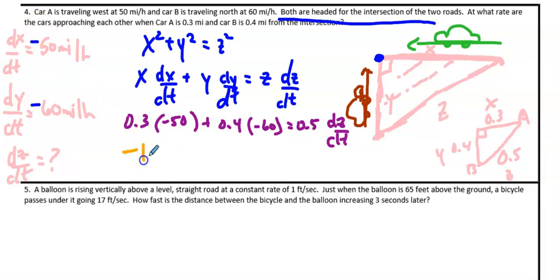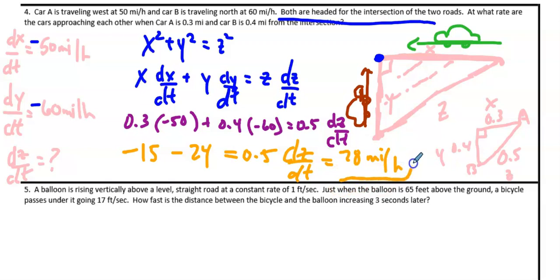So this is going to be negative 15, minus 24, is equal to 0.5 or 1/2 dz/dt. And so dz/dt is equal to 78 miles per hour. So that's the change of z with respect to time, 78 miles per hour. All right, so hopefully that's a good one for you guys.